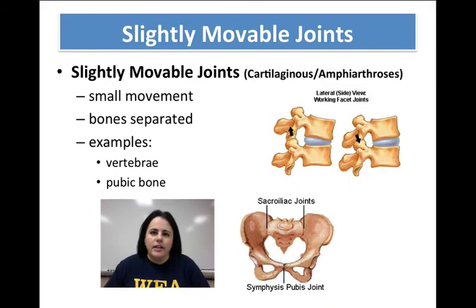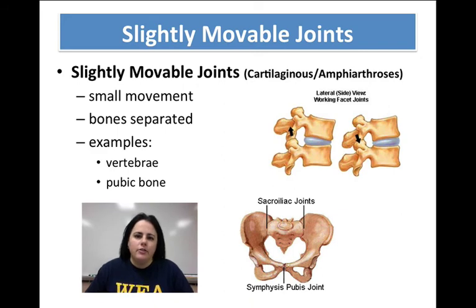The next one are slightly movable joints. These are also known as cartilaginous or amphiarthroses. They only allow just a little bit of movement because the bones are still separated, and there's usually a piece of cartilage that helps separate those bones, such as in the vertebrae with the discs that separate the vertebrae.